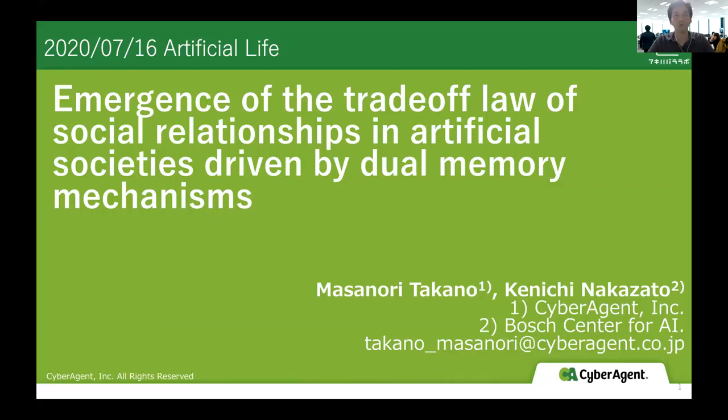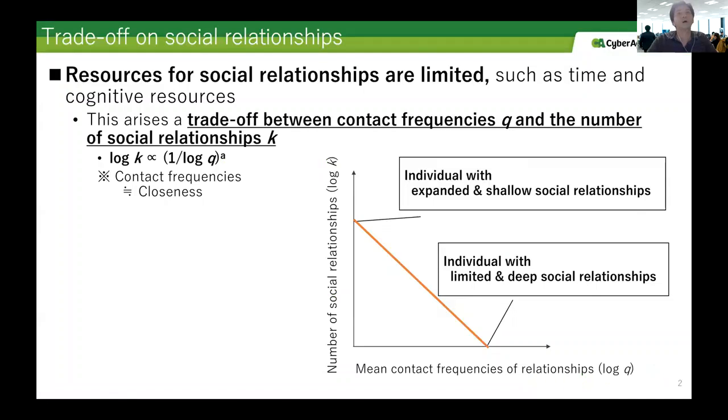I'd like to talk about our work. We focus on the friendship trade-off of numbers and closeness. Our time and cognitive resources for social relationships are limited. We cannot have many close friends due to these limitations. So we balance the distribution of friendships. This allows a trade-off between contact frequencies, that is closeness, and the number of social relationships.